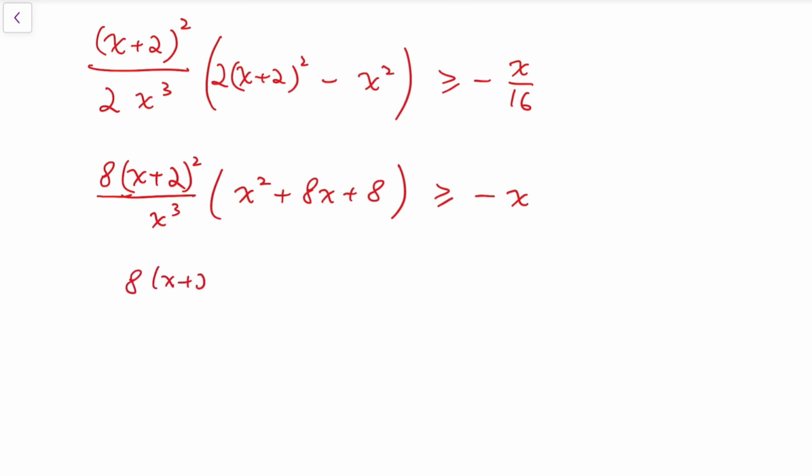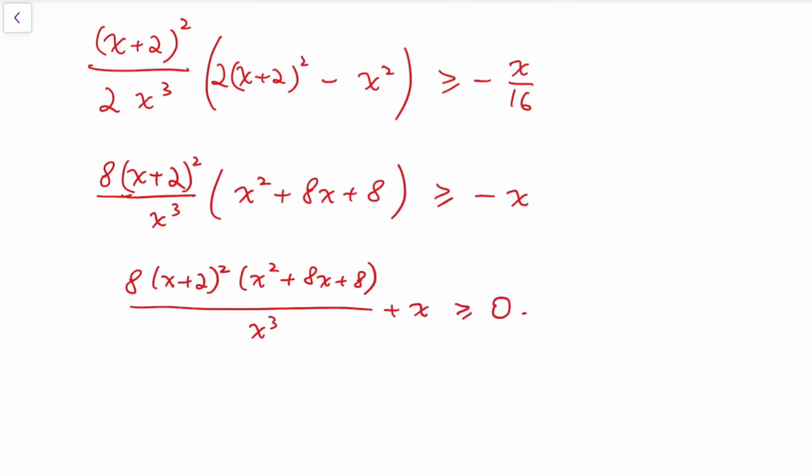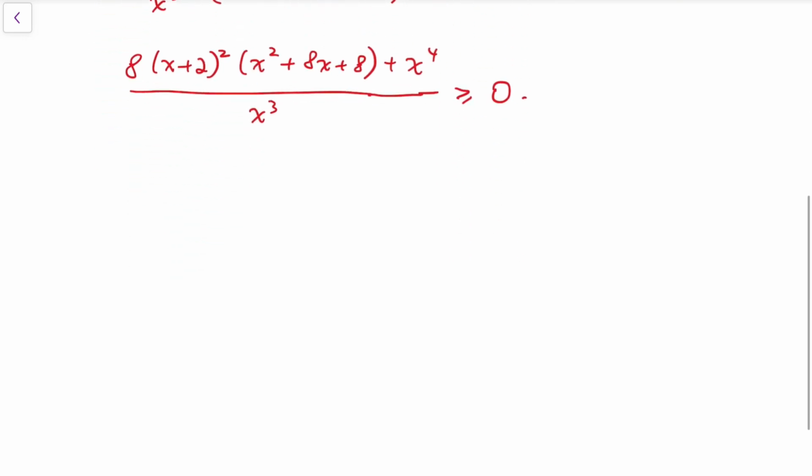Then I'm going to move the minus x to the left as well. So now on the right, we have 0 only. Of course, we can combine the fraction and x so that it's just one fraction, but an extra plus x to the power 4 at the numerator of the fraction.